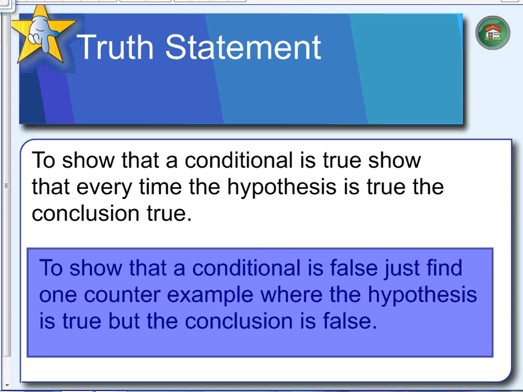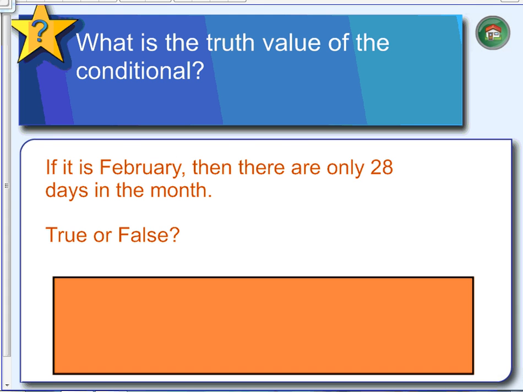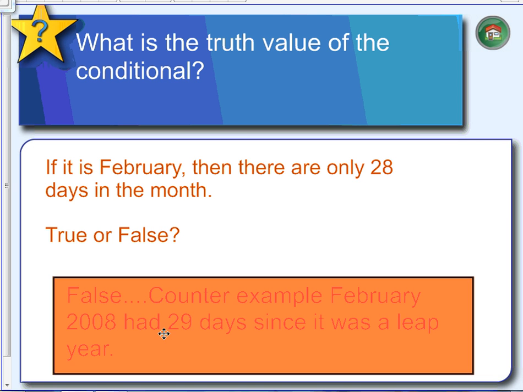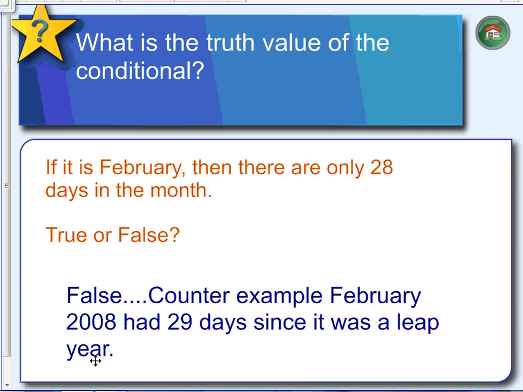In order to show that a conditional is false, you just have to find at least one counterexample where the hypothesis is true, but the conclusion is false. We'll look at some examples. We have this statement: if it is February, then there are only 28 days in the month. Now if you think about it, is it true or false? False. Because the counterexample is when you have a leap year, there are 29 days in February, not just 28.